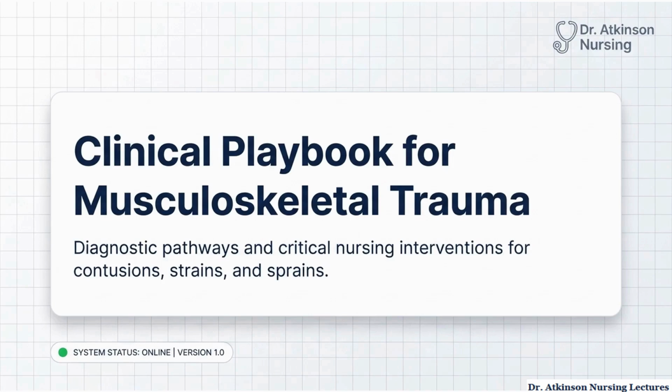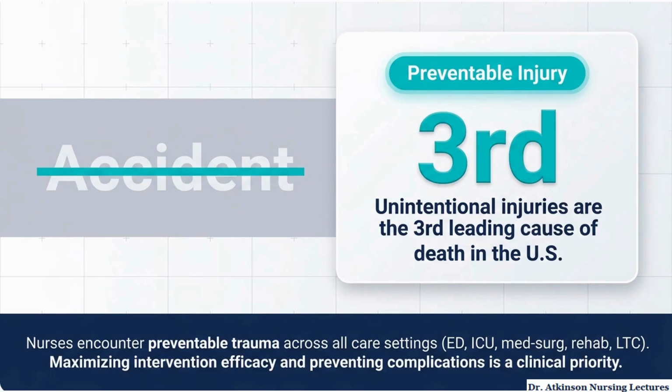Today we are going to talk about musculoskeletal trauma. Unintentional injuries are preventable events, not random accidents, and they remain a leading cause of death in the United States. Nurses encounter these injuries across every care setting and play a critical role not only in treatment, but also in preventing complications and long-term disability. Effective care focuses on early intervention, complication prevention, and patient education to reduce future injury risk.